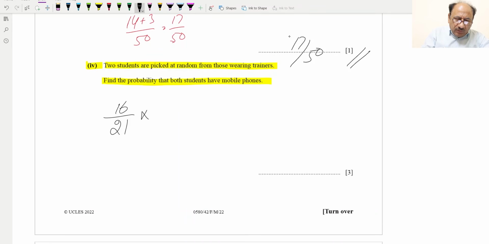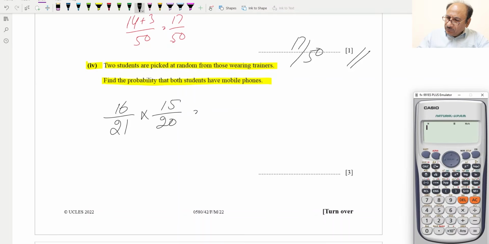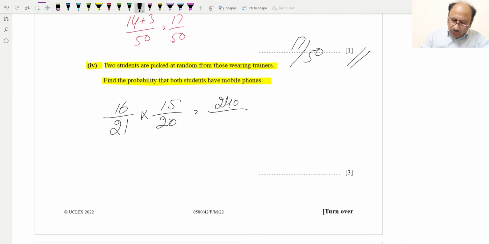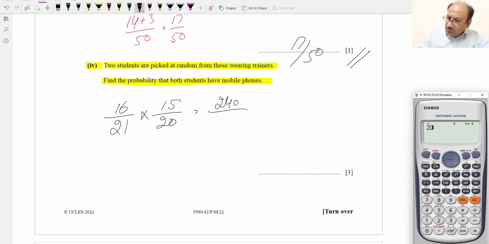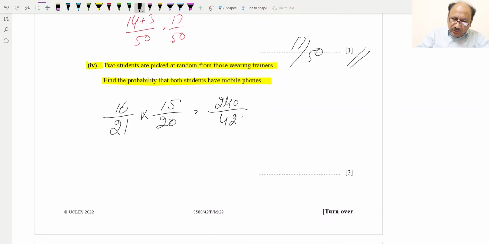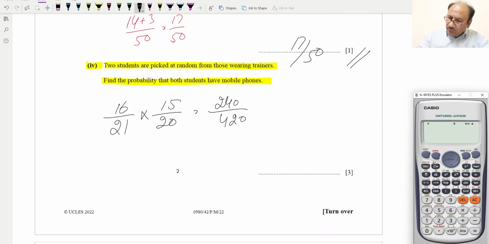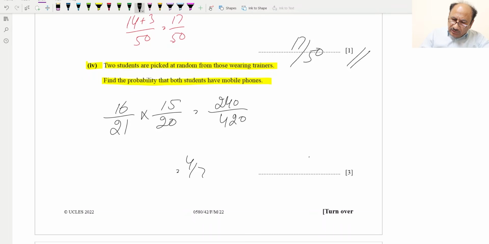And the second one, because it's without replacement, so 15 over 20, and this will be equal to 16 into 15 will be equal to 240. So 240 over 20 into 21 will be equal to 420. So we can give this as the answer, or we can provide the answer in simplified form. That will be 240 over 420 is equal to 4 by 7. So we can write the answer as 4 by 7 also, and this is the mark.